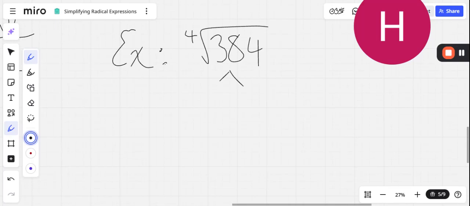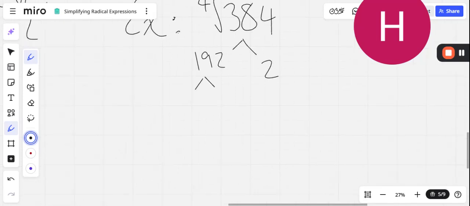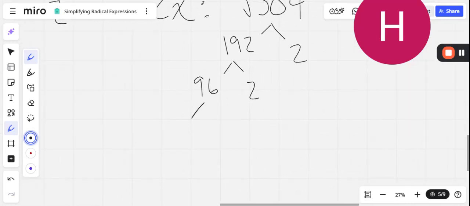So we're going to break this down. If you don't know what it breaks down to, that's okay. You don't have to pull these perfect numbers out right away. As long as you see that it's even, you know for sure, okay, I can divide that by 2 in some way. So this is going to turn into 192. And that's still divisible by 2. This is going to turn into a 96. And that is also divisible by 2.